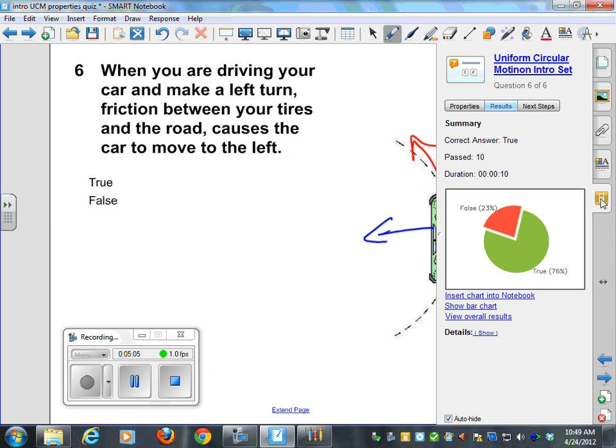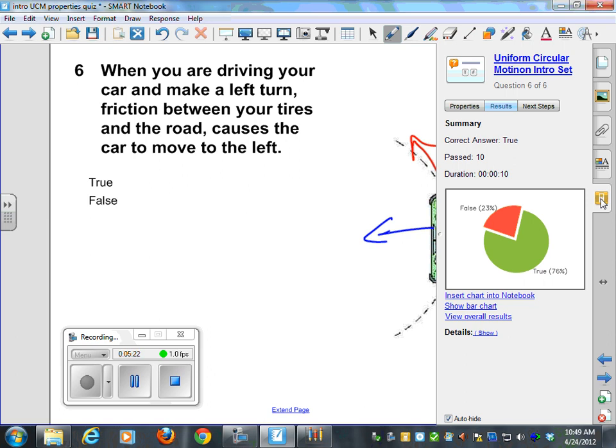Like when you're going around. When you turn the wheel, and you think about this as you're driving, don't think about it too hard because you might run into something. But as you turn the wheel, your car's trying to do what? It's trying to go straight, and it's friction that's actually pushing you sideways.